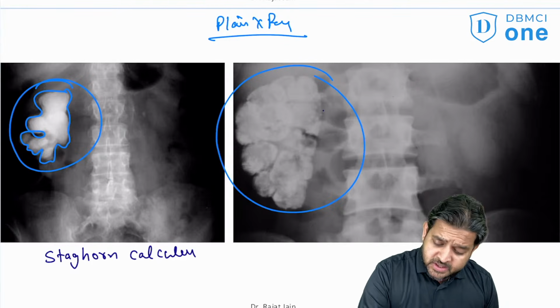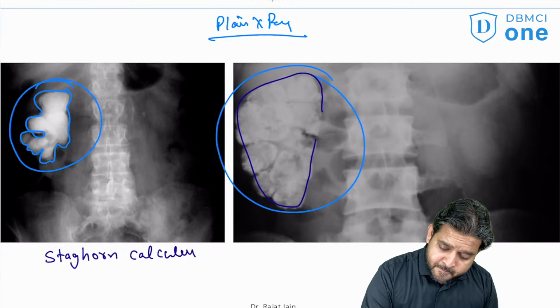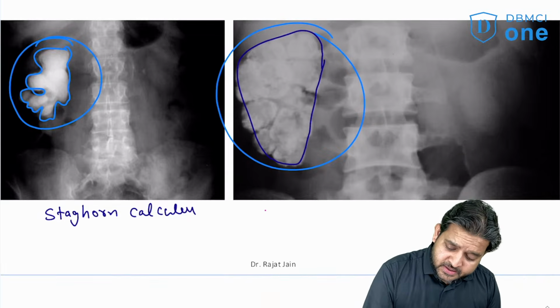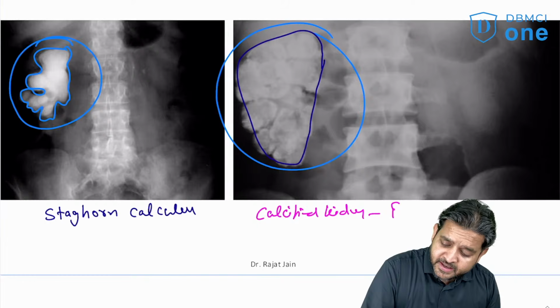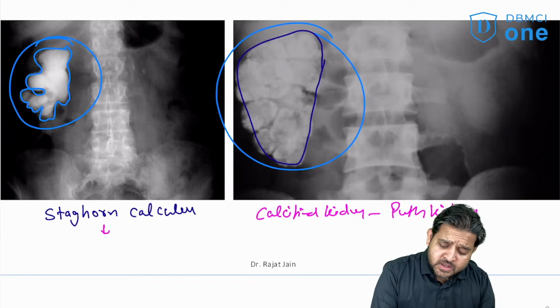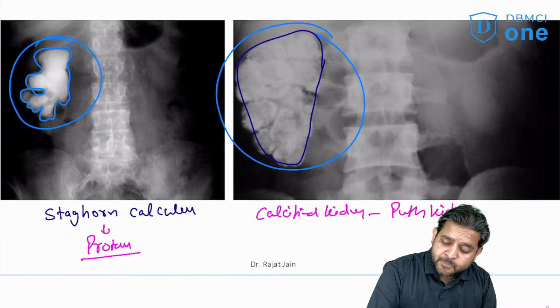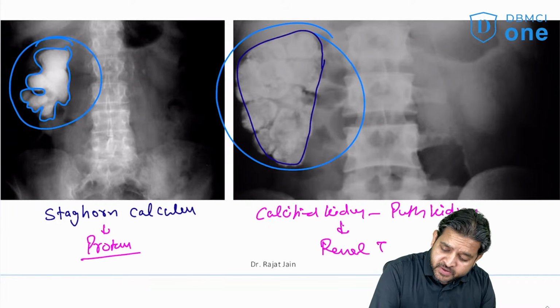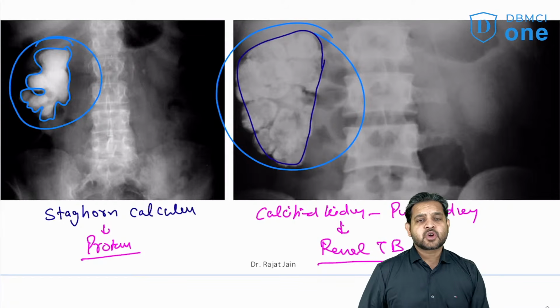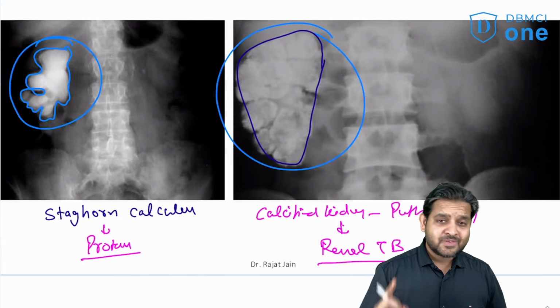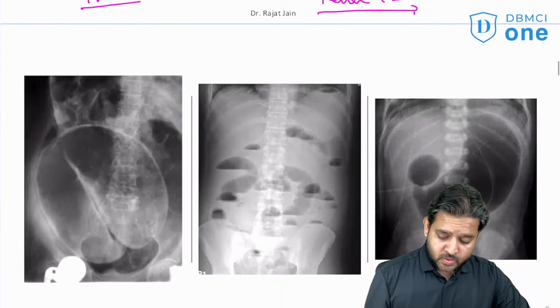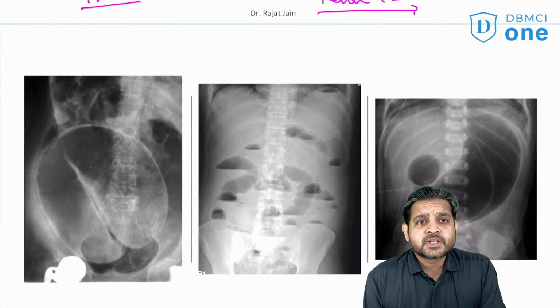Staghorn calculus. Whereas this is taking the shape of the kidney. If it is taking the shape of the kidney, this is a calcified kidney. And if it's a calcified kidney, this is a putty kidney. Okay. Now, staghorn calculus is commonly associated with Proteus infection. And a putty kidney is commonly associated with renal TB, right? So don't confuse a staghorn calculus with a calcified kidney.